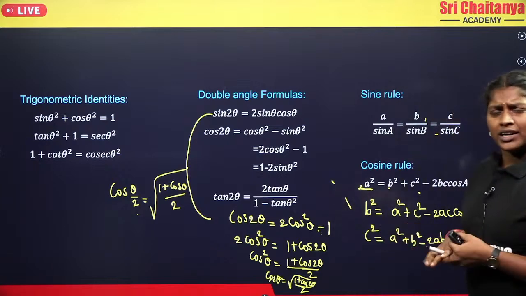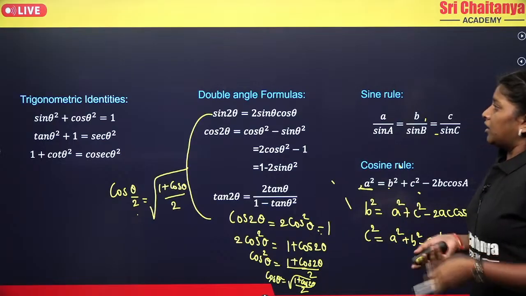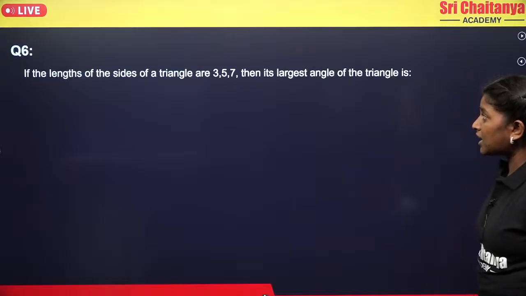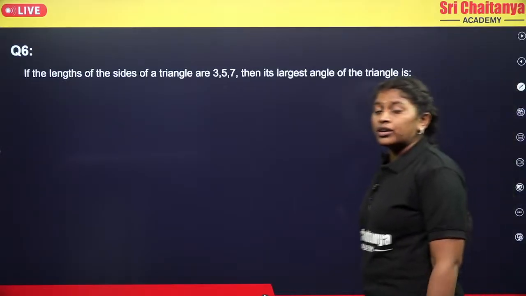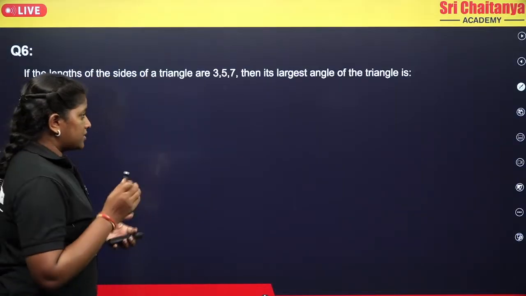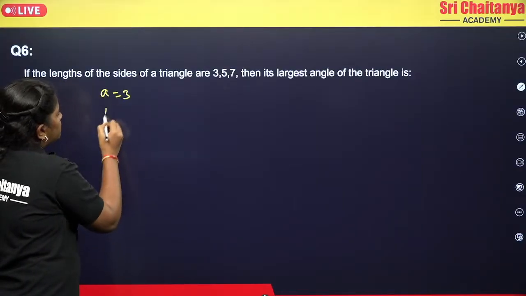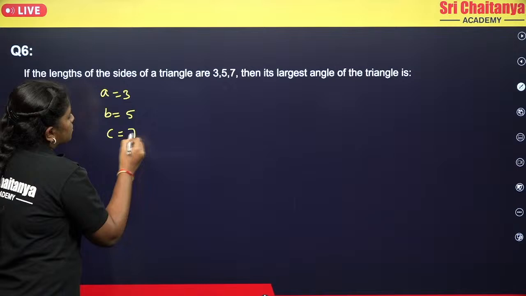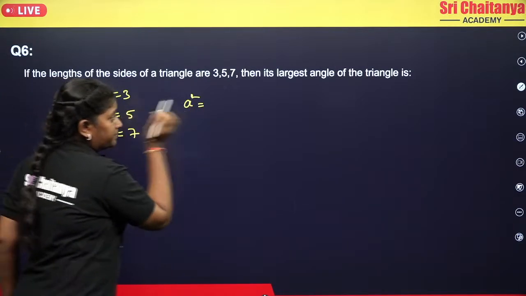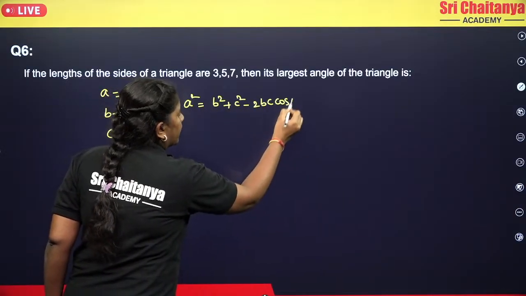You can use these with respect to your requirement in the question. Now moving to the next: if the lengths of the sides of a triangle are 3, 5, 7, then what is its largest angle? Here you can take the help of the cosine rule in order to find the angles. Why? Because they have already given the sides, which are a equals 3, b equals 5, c equals 7. Now what is our cosine rule? That is a square equals b square plus c square minus 2bc cos A, right?